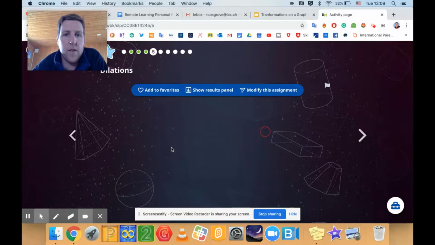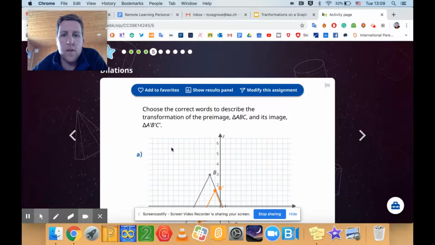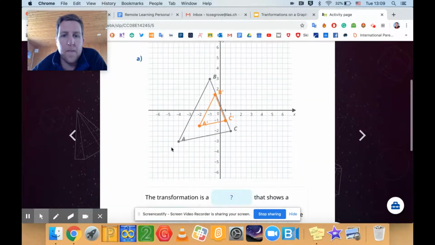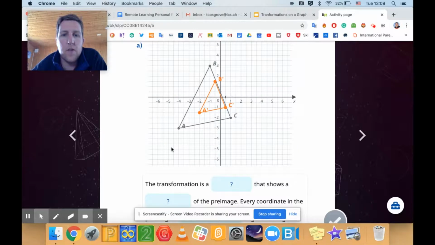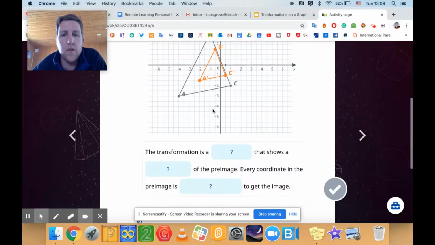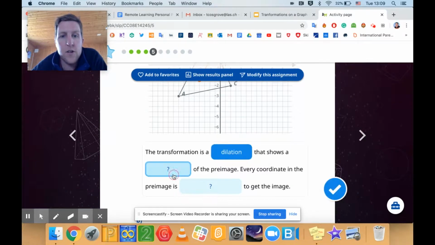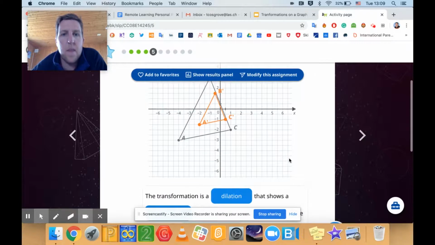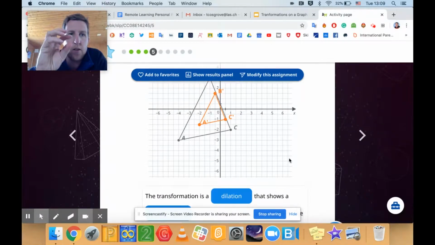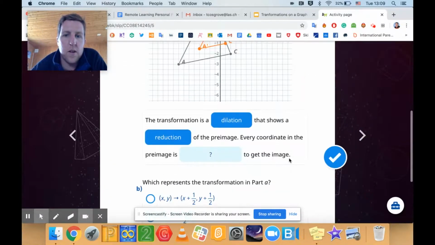Okay, so 5 is another example with a triangle. And they're asking you to say what's happening here from the gray one to the orange one. So the transformation is a reduction. It's a dilation that shows a reduction of the pre-image. So it's shrinking in all sides to a smaller orange one.